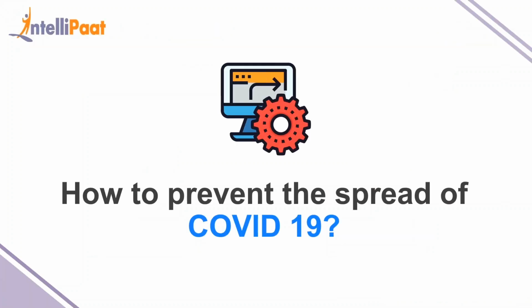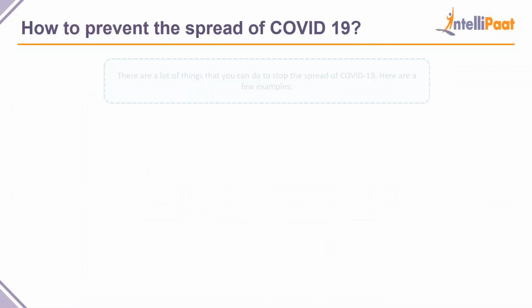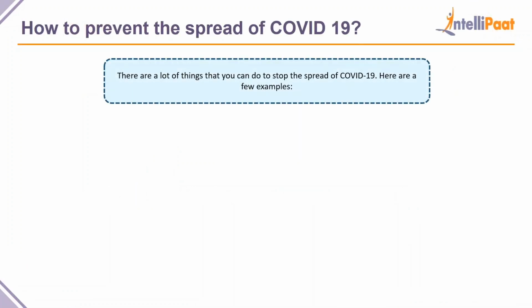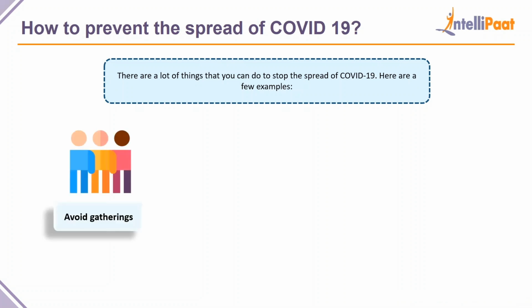So how to prevent the spread of COVID-19? Well, there are many things that you as a citizen could do to prevent the spread of COVID-19. Here are a few of them. The first thing is you can avoid gatherings. So try avoiding gatherings where more than one people gather around. Try and stay at home.